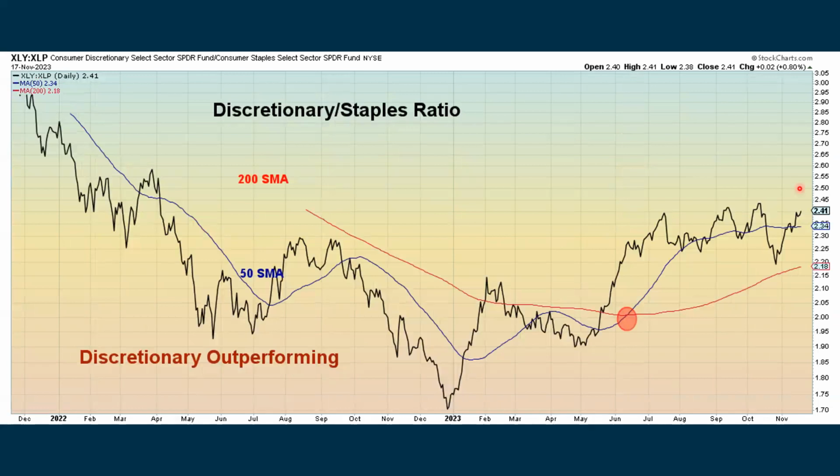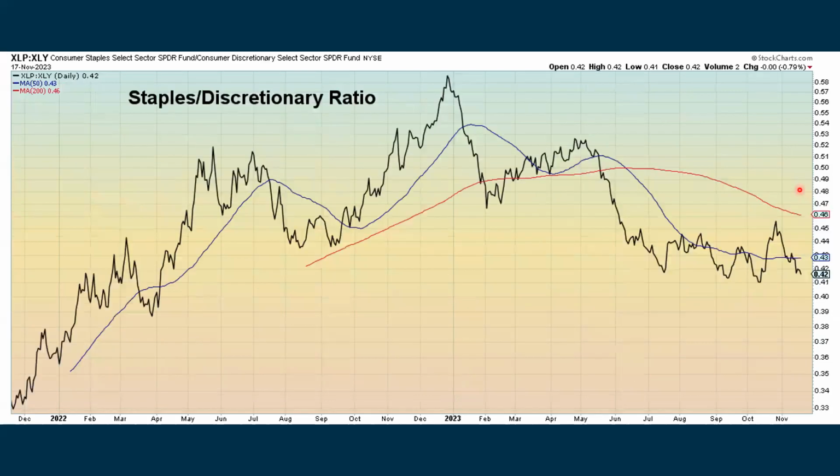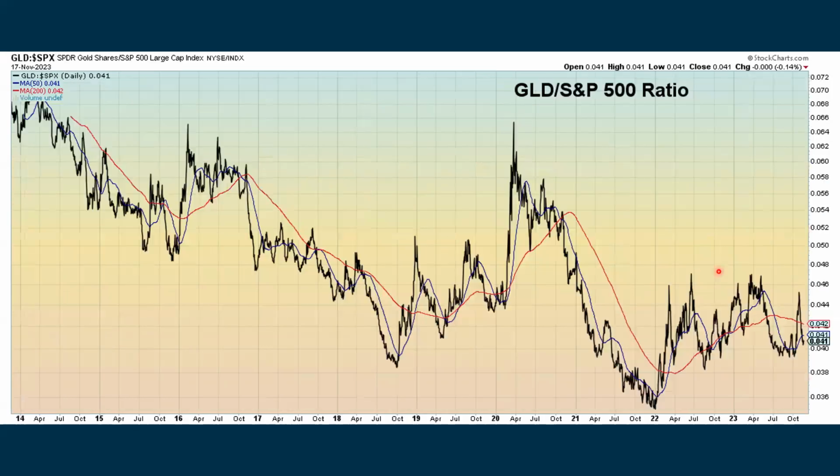Discretionary to staples. Discretionary is more growth oriented, where staples are more value oriented. And discretionary continues to outperform staples. And in a lot of cases, you have to be a little careful because it doesn't mean that discretionary is doing well. It might mean that staples are doing bad. And on a relative basis, discretionary is holding up better. And that's kind of what's been happening later in the year. If we can see discretionary really start to improve, that would make this ratio go up. Here's an inverse of that same chart showing how staples have been underperforming discretionary.